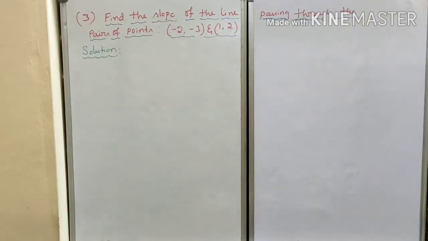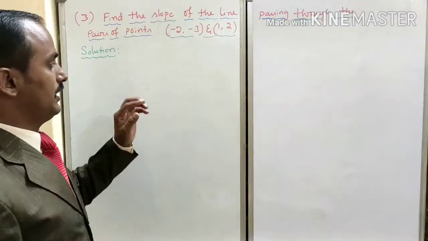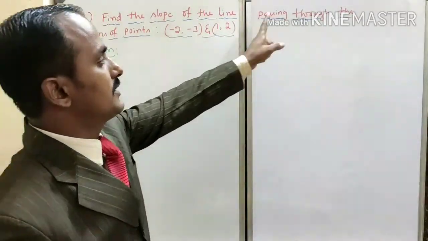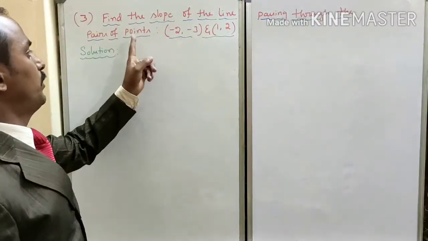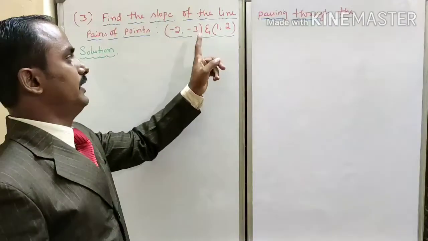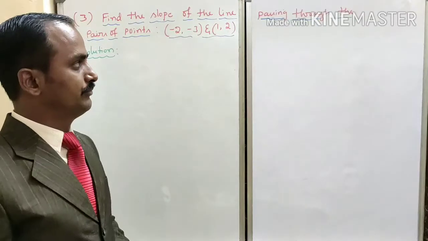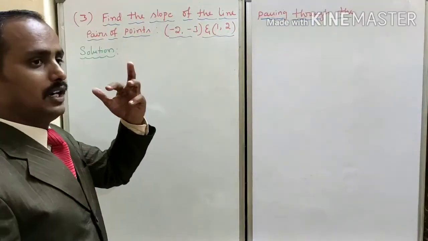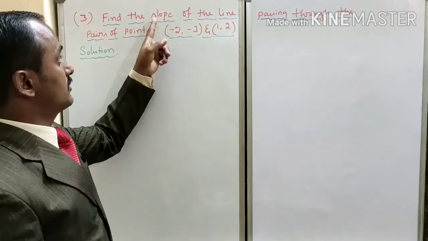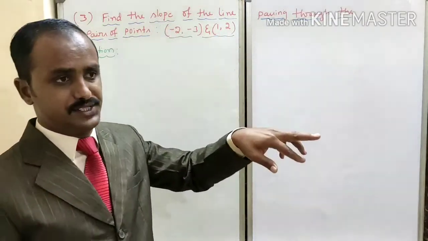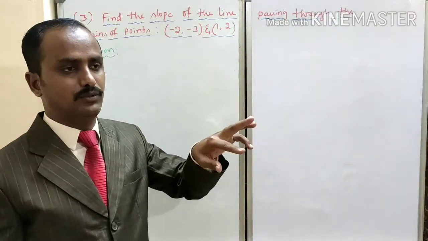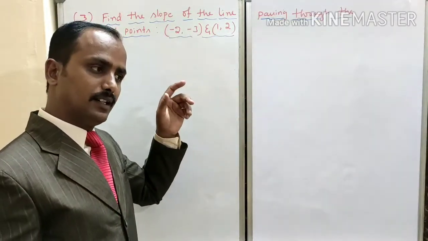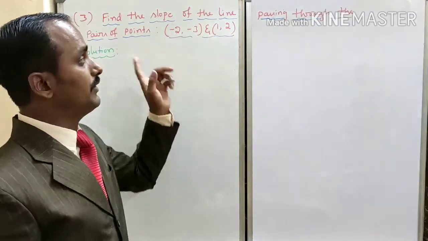Dear children, third main. I will read the question. Find the slope of the line passing through the pairs of points (-2, -3) and (1, 2). Last problem, first main, I found the slope with the help of inclination. Inclination means theta value. Then in the second problem, I found the inclination theta value with the help of slope.